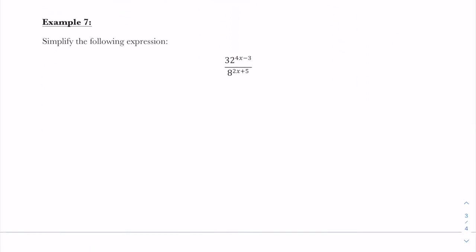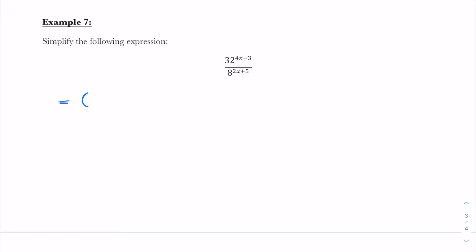This one we're just asked to simplify. So in the numerator, we have something with a base of 32. In the denominator, something with a base of 8. You can't just divide the 32 and the 8. So in order to simplify powers, they have to be the same base. Are we able to write 32 and 8 to a common base? And the answer is yes.